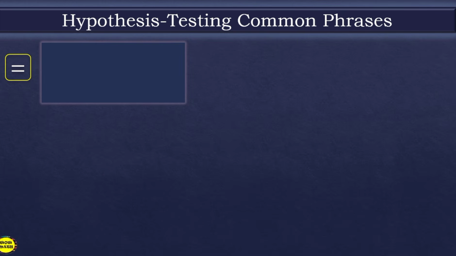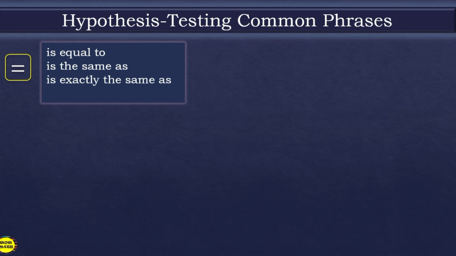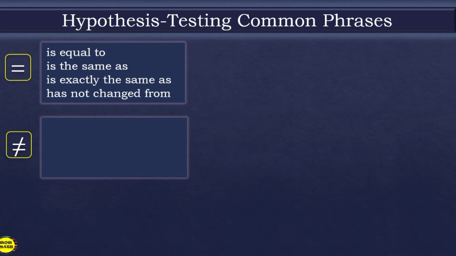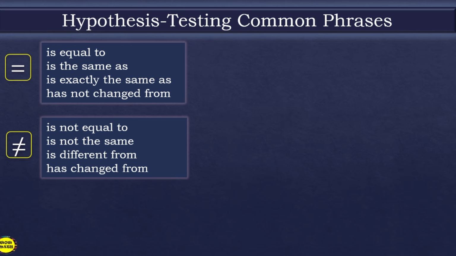Okay, so ito yung mga common phrases na ginagamit and then yung mga symbol na gagamitin natin. So yung is equal to, the same as, exactly the same as, not change from. So ang gagamitin nating symbol kapag nasa problem yan is yung equal sign. And then, kapag not equal to, not the same, different from, has changed from, so ang gagamitin naman nating symbol ay yung not equal sign.